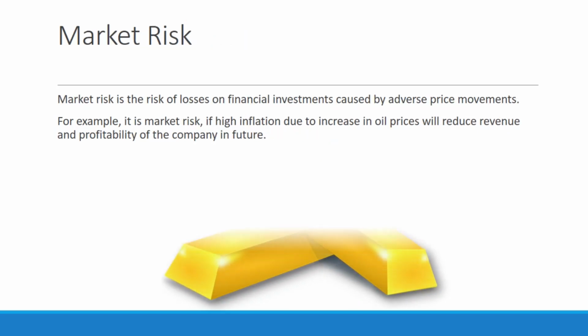The next is market risk, which is volatility in commodity prices. Market risk is the risk of losses on financial investments caused by adverse price movements. For example, it is market risk if high inflation, due to an increase in oil prices, will reduce revenue and profitability of the company in the future.